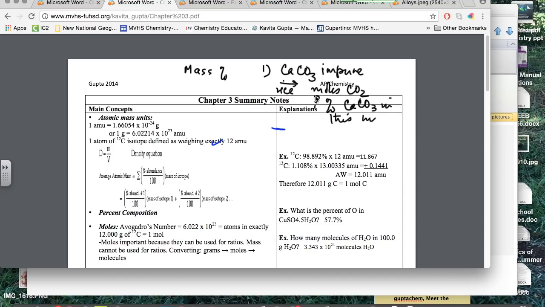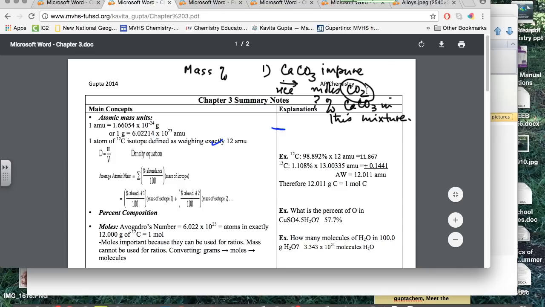And the assumption here is that the impurity does not react with acid. So all the carbon dioxide that's produced is coming from calcium carbonate. So from moles of CO2, you can calculate moles of CaCO3 and then mass of CaCO3 and calculate mass percent. Remember, this kind of problem is often asked, so just review those.